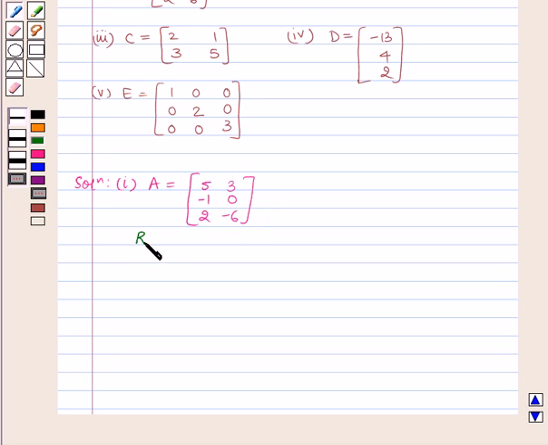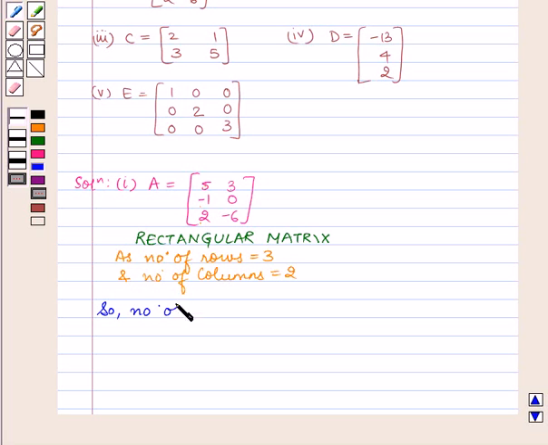This is a rectangular matrix, as number of rows is equal to 3 and number of columns is equal to 2. So, number of rows is not equal to the number of columns. Therefore, this is a rectangular matrix.